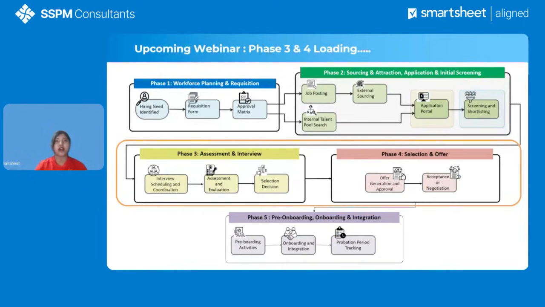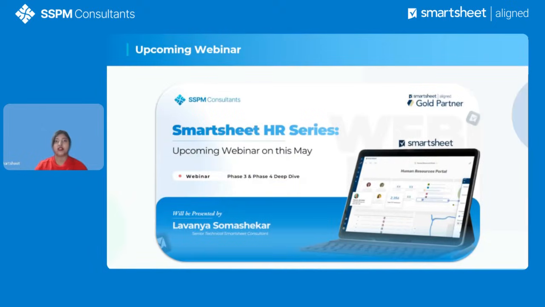So in our next webinar, we are going deeper into phase 3 and 4, which is assessment, interview, and offer management, where we'll show you how to eliminate interview coordination chaos, capture structured feedback, and roll out offers faster and smarter, all within the same connected Smartsheet system. Because hiring doesn't just need to be fast, it needs to be decisive. So if today was about fixing the process, next session is about winning the best talent.